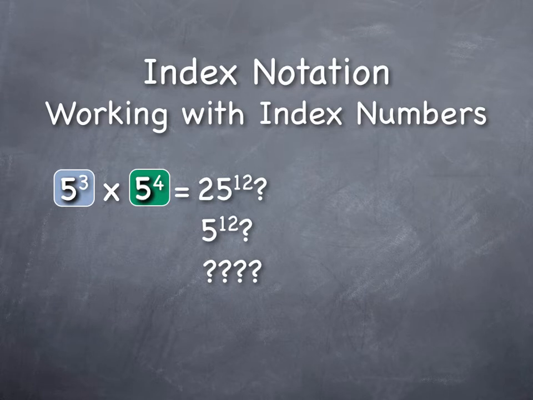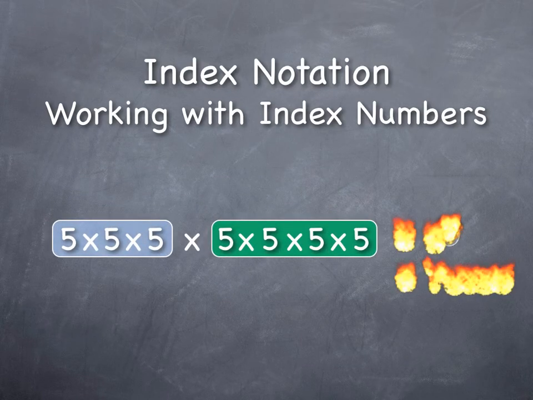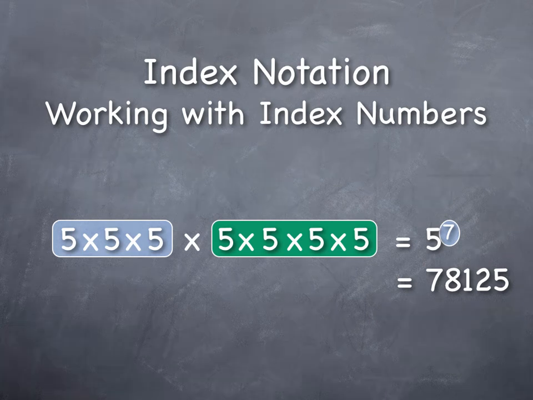Well, what we really need to think about is what does that 5 to the power of 3 mean? It really is just a short way of writing 5 times 5 times 5. And the 5 to the power of 4 in the green square means 5 multiplied 4 times together. So if I expand those out, watch as we look here, we really see that I have 5 times 5 times 5 in blue times 5 times 5 times 5 times 5 in the green. I really have the same base number. I still have 5, but I now have 7 of those 5s. So my short way of writing it is 5 to the power of 7.